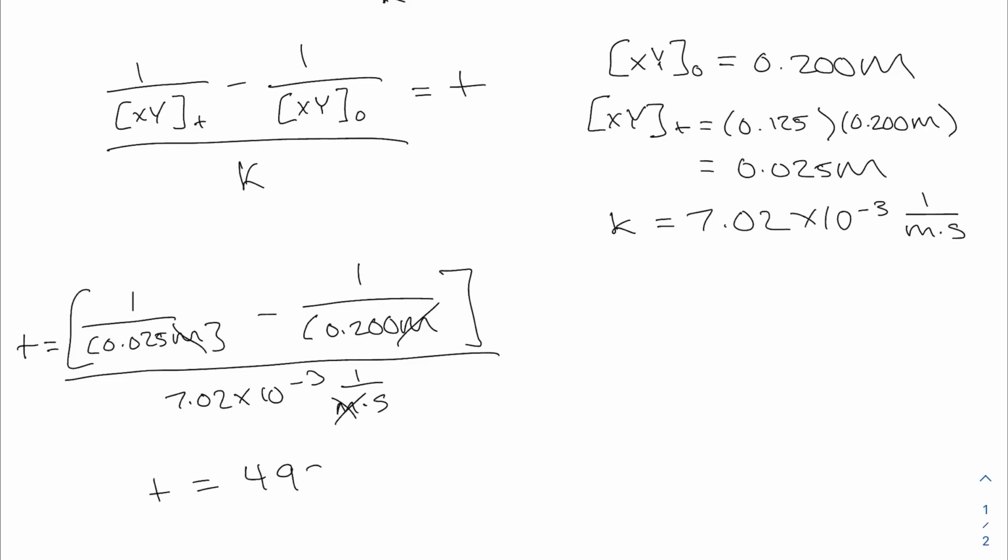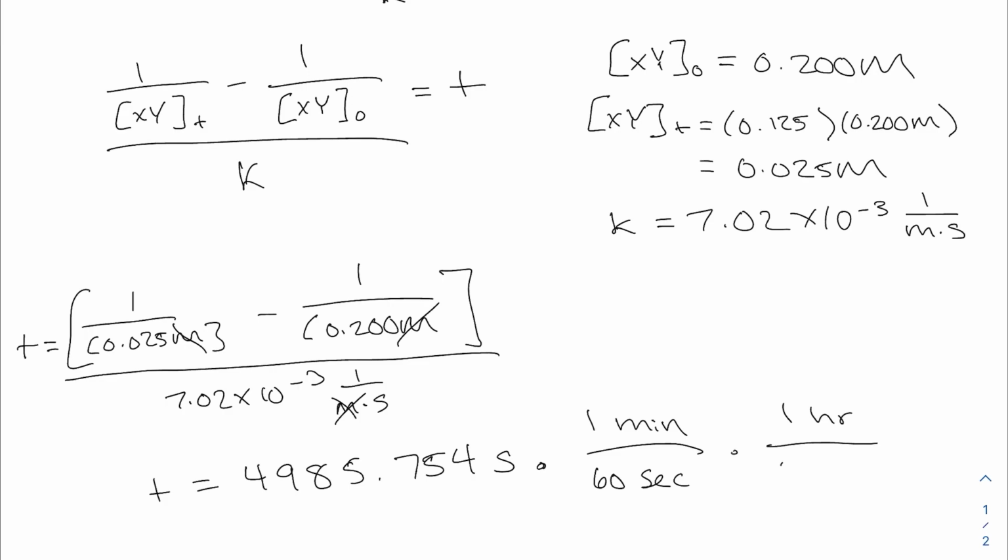So we'll have 60 seconds in 1 minute, and then 60 minutes in 1 hour. So after our dimensional analysis, we'll receive T is equal to 1.38 hours, and that will be our final solution for the problem.